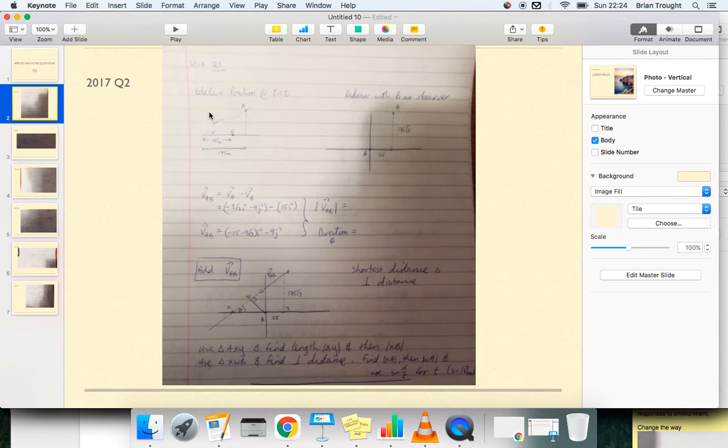First off, the setup. We have a particle A, 350 meters from the intersection, moving towards it, so it's going down like that. A particle or a car B, 150 meters from the intersection, moving to the right. And what we need to do is draw a relative velocity diagram.